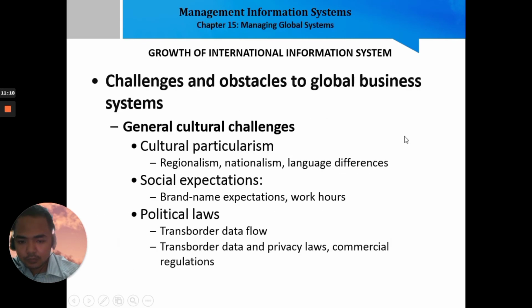Next, in terms of challenges and obstacles to the global business system: cultural particularism, wherein there is regionalism, nationalism, and language differences between the countries. Number two is expectation, wherein brand name expectation and work hours. And also political laws, wherein transborder data flows, transborder data and privacy laws, and commercial regulation.